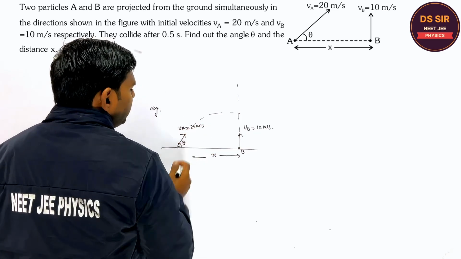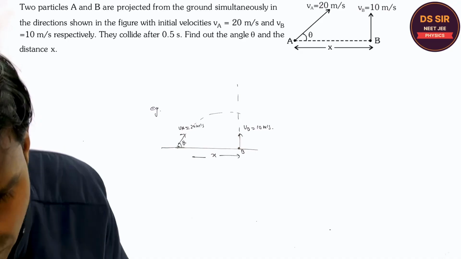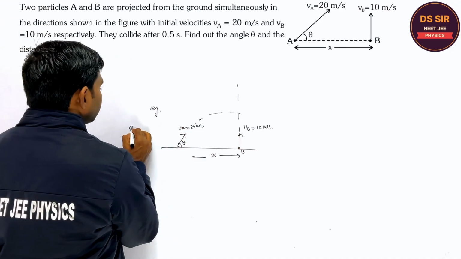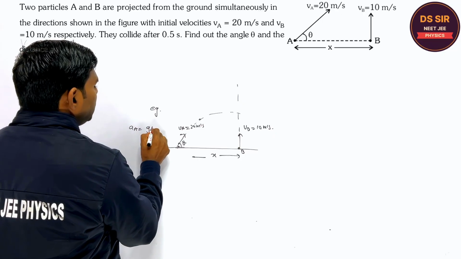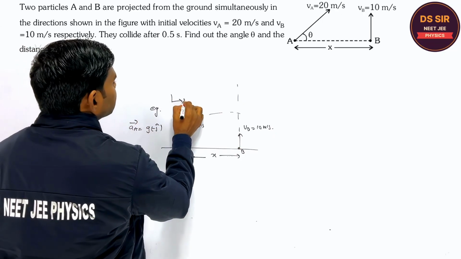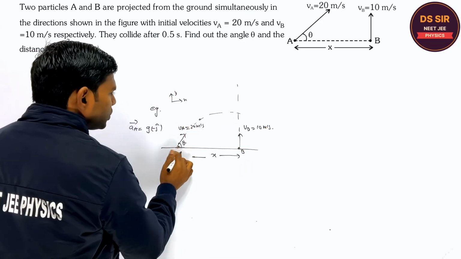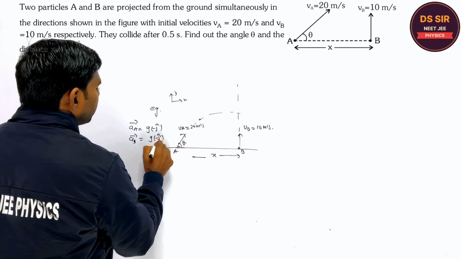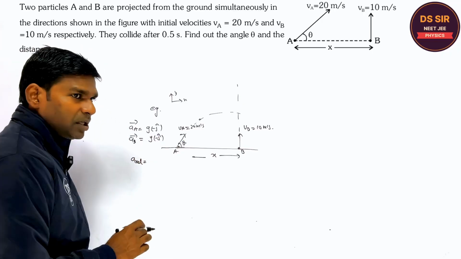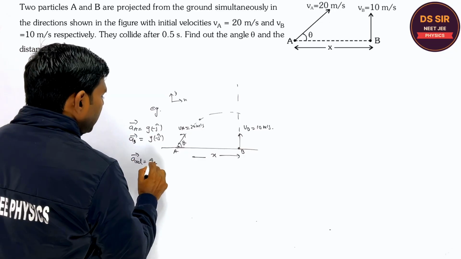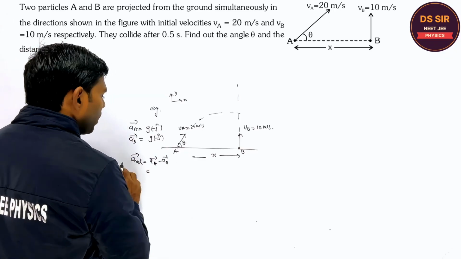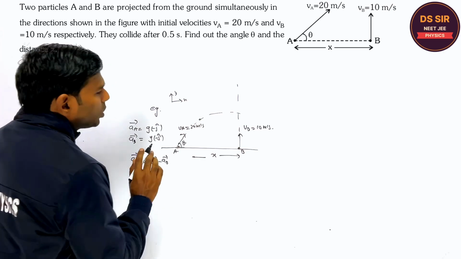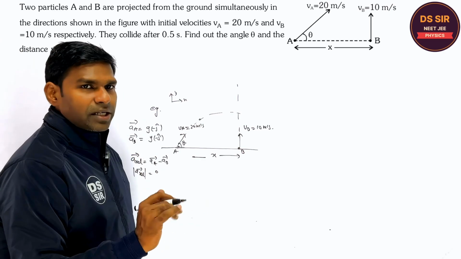You tell me. When they are moving in the air, what is their acceleration? Both have the same acceleration, minus g, right? If you consider this the x-axis and this the y-axis. And what is the acceleration of B? The acceleration of B is also g into minus j cap. So what is the relative acceleration? The relative acceleration will be aA minus aB, or aB minus aA. So the relative acceleration magnitude is what? 0. So no relative acceleration first of all. Is it clear or not?